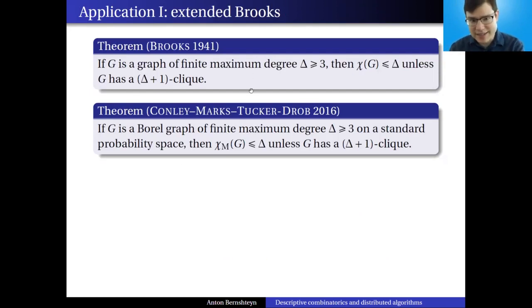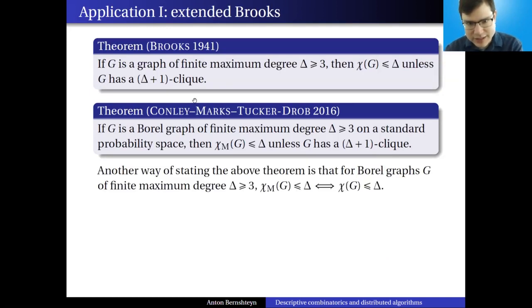Again, we discussed this, right? There's the Brooks theorem and the measurable Brooks theorem of Conley, Marks, and Tucker-Drob. Since we already know the Brooks theorem is true, we can state the second theorem in the following way: a Borel graph G of finite maximum degree delta at least 3 has measurable chromatic number at most delta if and only if its ordinary chromatic number is at most delta. Of course, the left to right implication is obvious, but this measurable Brooks theorem provides the converse: once you can color the graph abstractly with delta colors, you can do it measurably.